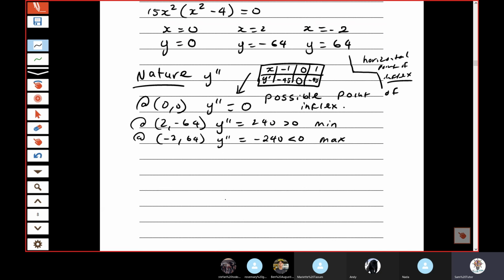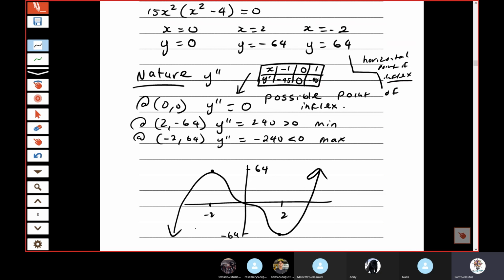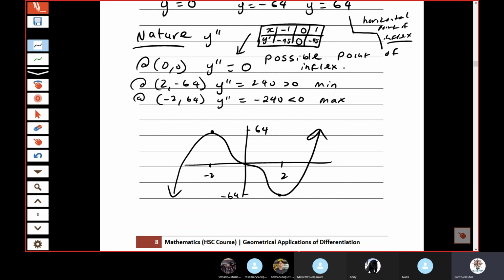Graph, sketch the curve. Here it is. 2, -64, -2, +64, and at 0, 0. All right, easy. Right, horizontal point of inflection. That's sad, that's happy. When we're done.